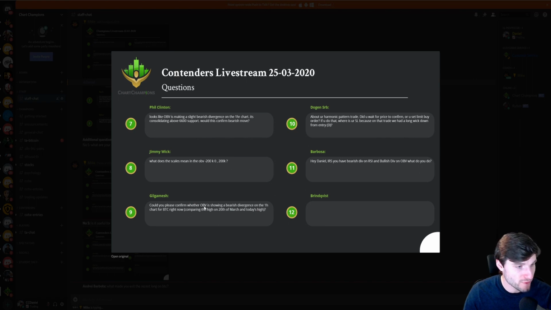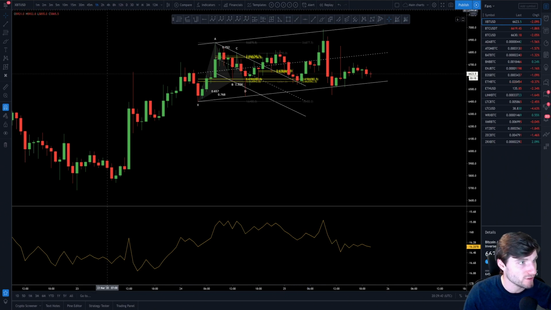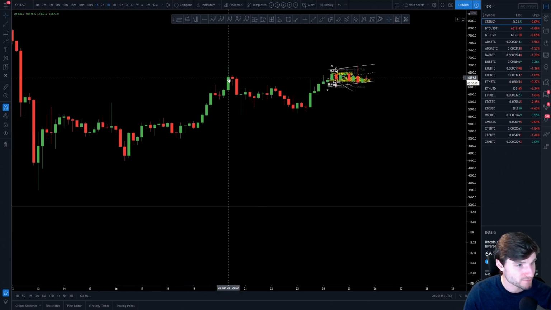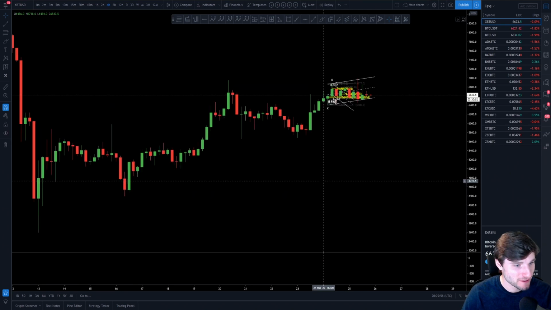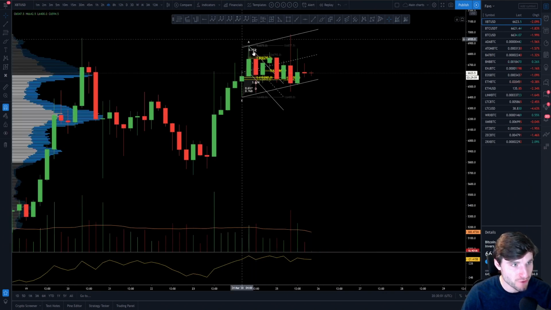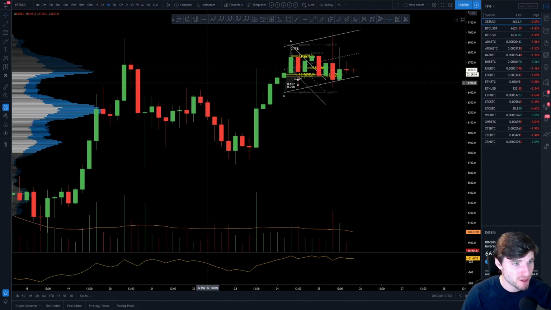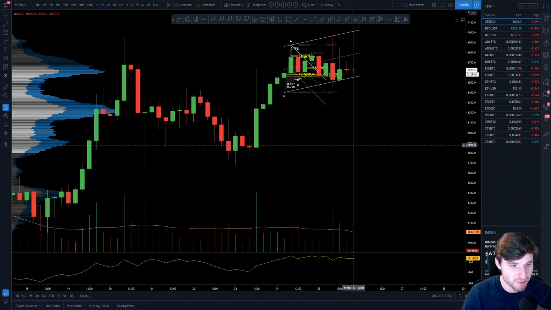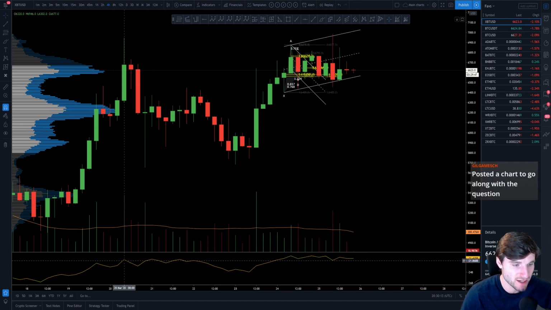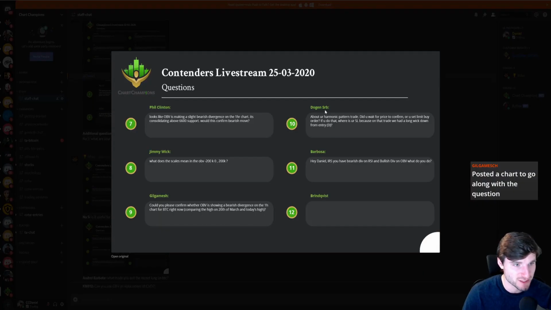Could you please confirm whether OBV is showing a bearish divergence on the 1-hour chart, comparing the high on the 20th of March? So I guess that's the one I've just gone through. For me there was no bearish divergence there. You made a new high from here to here. So when we're looking for divergences, there's no reason to be bearish at this moment in time, because this did make new highs against our last peak. So for me, there's no bearish divergences on that.